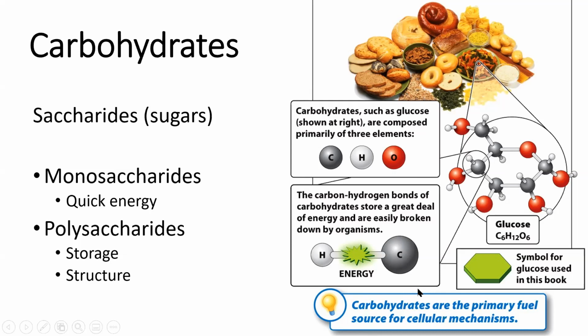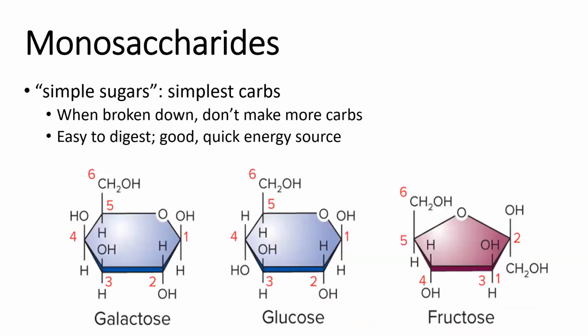So a really important note that we have to make here is carbohydrates are the primary fuel source for cellular mechanisms. So important that we have an entire chapter dedicated to the breakdown of sugars in the process known as cellular respiration. So again, you can put these definitions on note cards. Monosaccharide, mono meaning one, saccharide sugar, single sugar, polysaccharides many. So you can have multiple sugars linked together, multiple glucose molecules linked together.